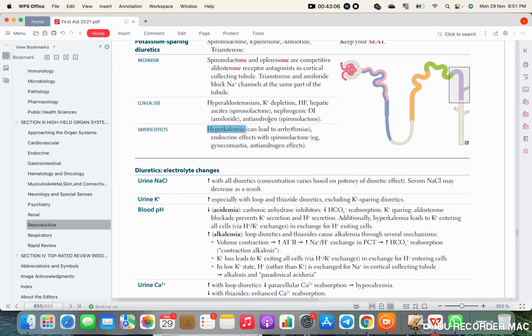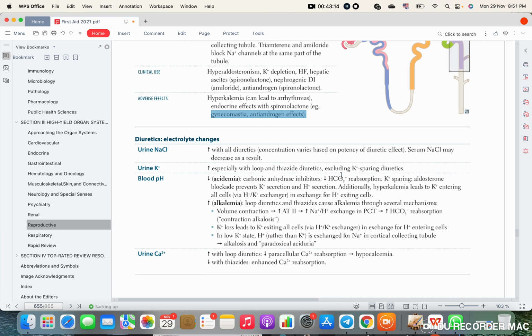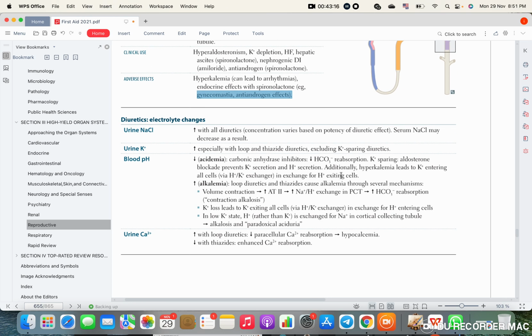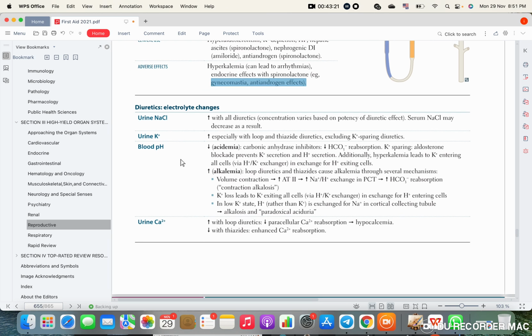So also endocrine effect with the spironolactone, as we said, it's an anti-androgen. So it can lead to gynecomastia and anti-androgen effects. So let's speak about diuretics, electrolyte changes. They can have some change in the urine NaCl. So increase urine NaCl with all diuretics. Okay? Concentration varies based on the potency of diuretic effect.